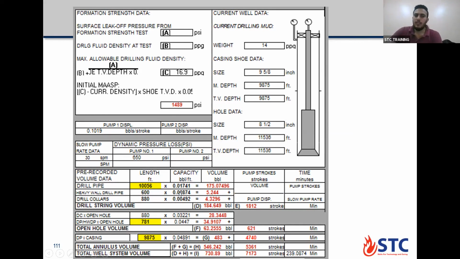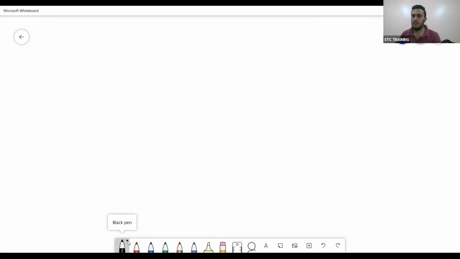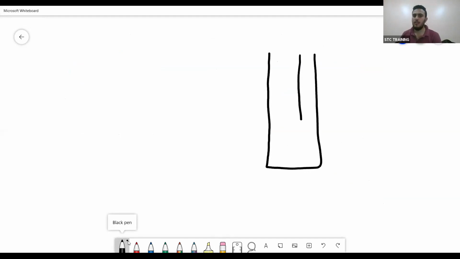After that, we need to calculate the volume of the drill string, the volume of the open hole and the annular section. So back again to our whiteboard. Let's say we have our well like this. We have here drill pipe, then heavy wall drill pipe, then drill collar, and last thing with us is our drill bit. And we need to calculate the volume, so here we need to calculate our drill string volume and our annulus volume.